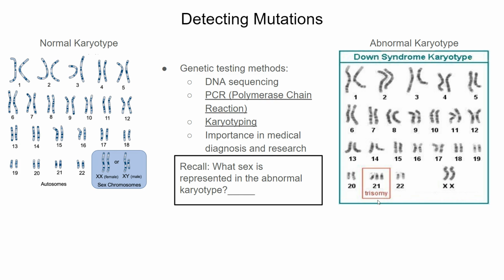And if you compare the 21 chromosome, you're only supposed to have a pair. You're not supposed to have three. So a mutation drove that, right? So we have three chromosomes for that 21st pair, which causes Down syndrome.